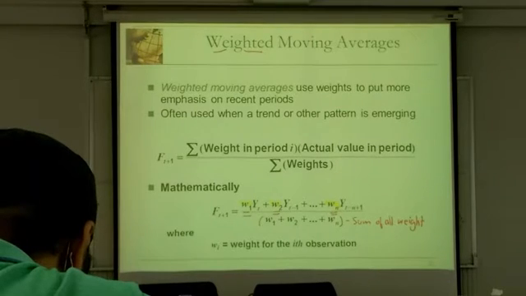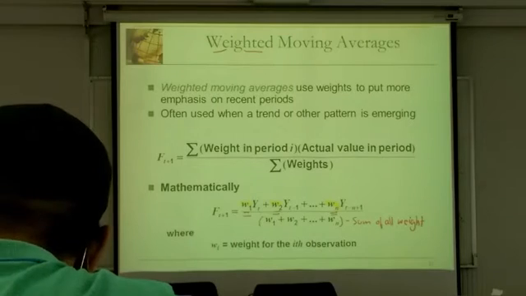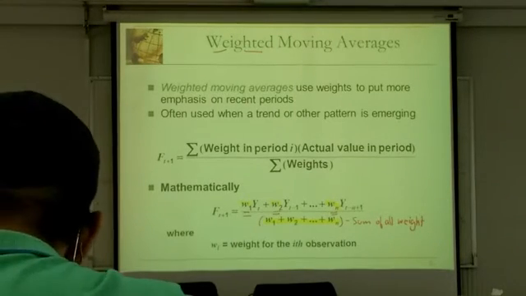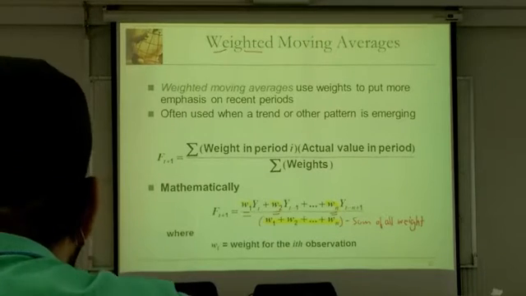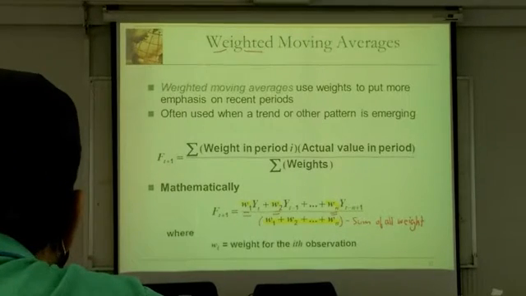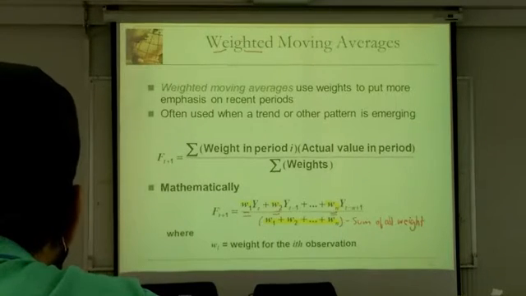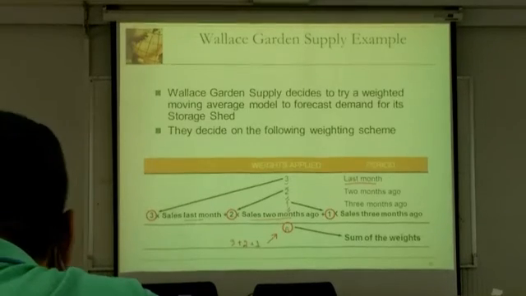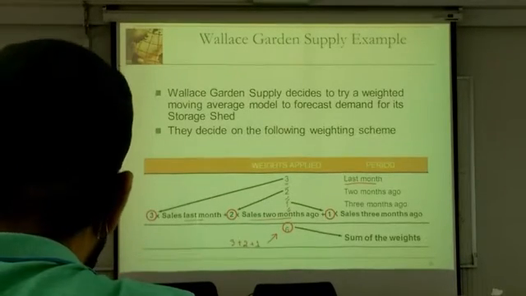Next one is called weighted moving average. Similar to moving average, except you put a different weight on each term. So you're going to put this W as a weight on each one. It will be W1 times Y1, W2 times Y(t-1), and so on, and then you divide it by the summation of all the weights together. So the weight in each period multiplied by the actual value, divided by the summation of the weights. We call that weighted moving average.